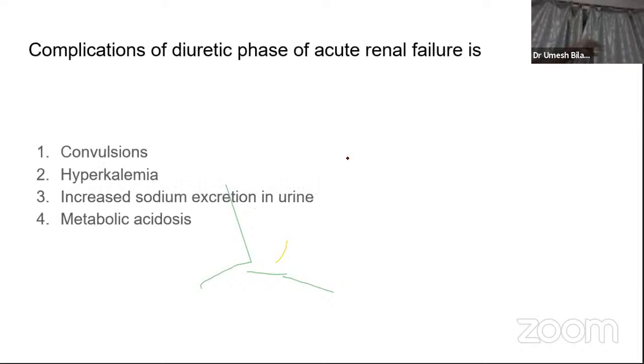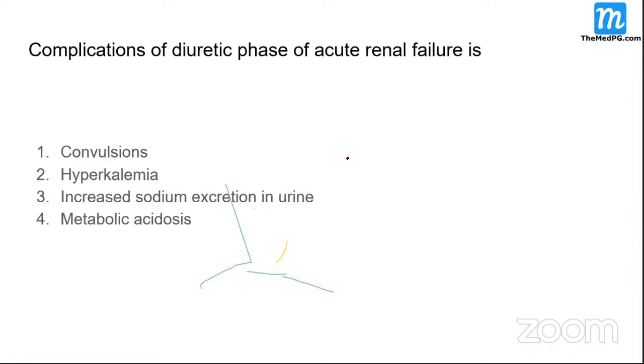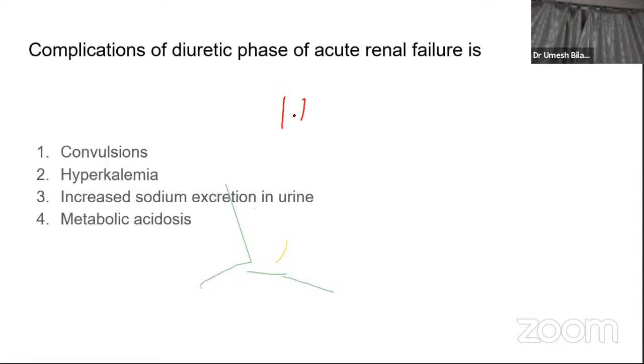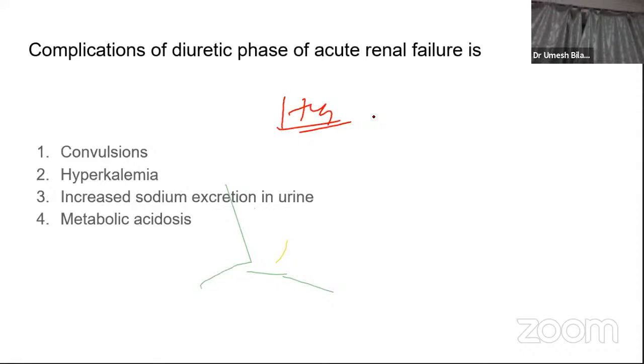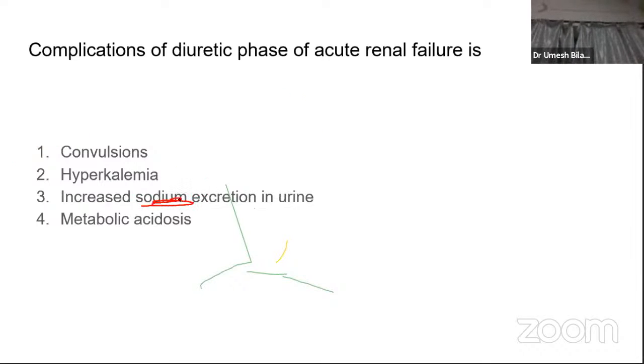Complication of the diuretic phase of acute renal failure is increased sodium excretion in urine. Hyponatremia, yeah, they can cause hyponatremia, because there is a loss of sodium. They can even develop convulsions, that choice is there, but that is a rare thing. The more common is hyponatremia. Usually that doesn't happen. This is the correct answer: increased sodium excretion in the urine.